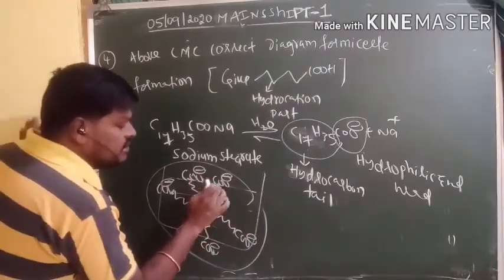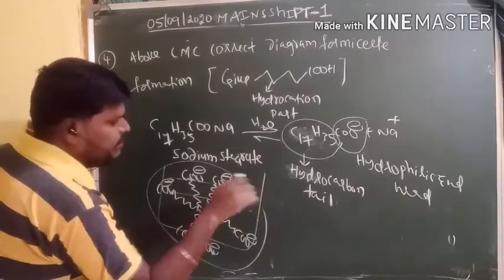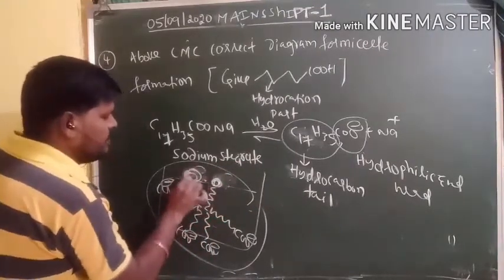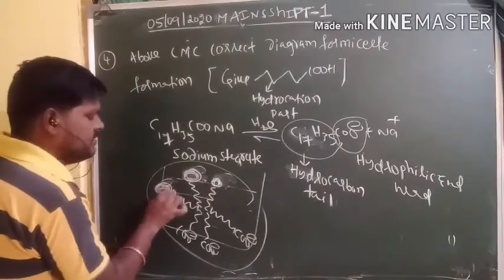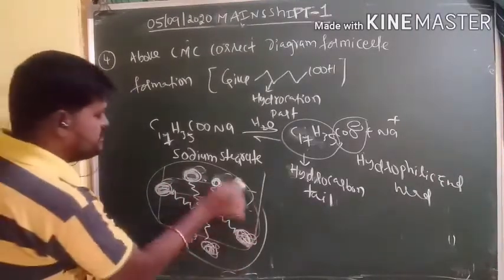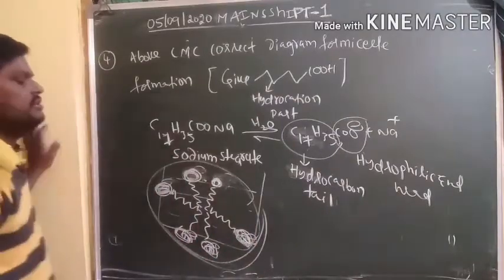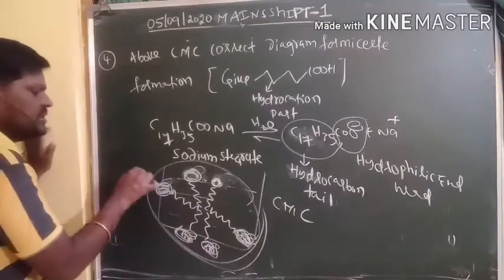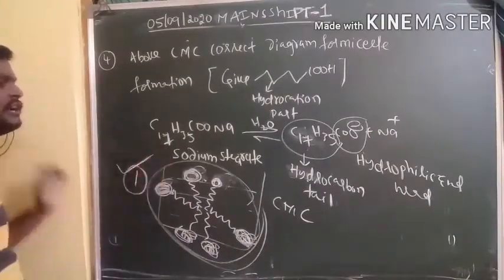In your exam paper, COO- is represented like this, because this is the head. So this is micelle formation in water at CMC. This diagram is correct, so I hope the first one is the correct option.